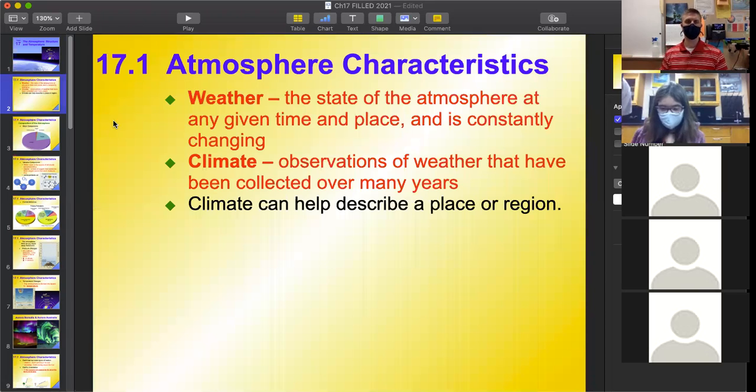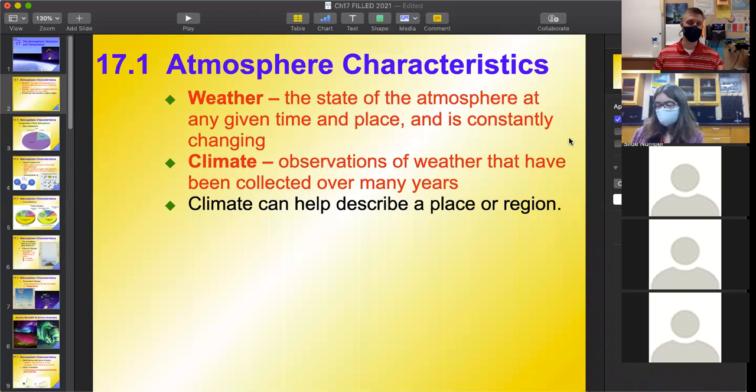All right, so the first slide there is just definitions of weather and climate. The main thing is the differences between weather and climate. Weather is short term. Especially living here in Indiana, we know that weather can change minute to minute, whereas climate is over a much longer period of time, a matter of years, tens of years, that sort of thing.